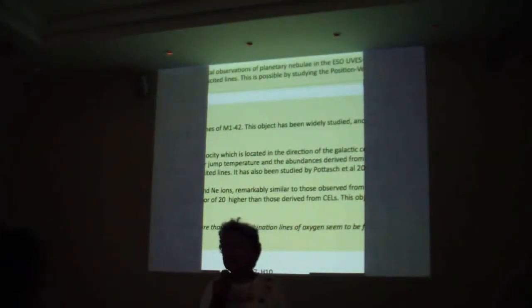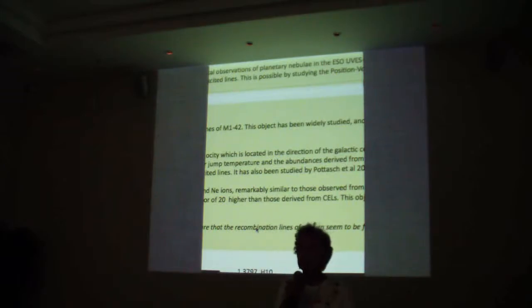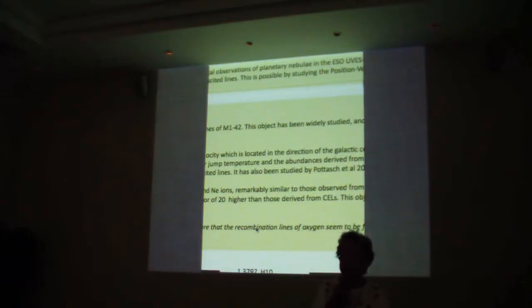I'm concerned about the discrepancy between abundances derived from recombination lines and from forbidden lines. I am now analyzing the kinematical behavior of individual lines, and comparing them with the same ions and with the hydrogen lines.